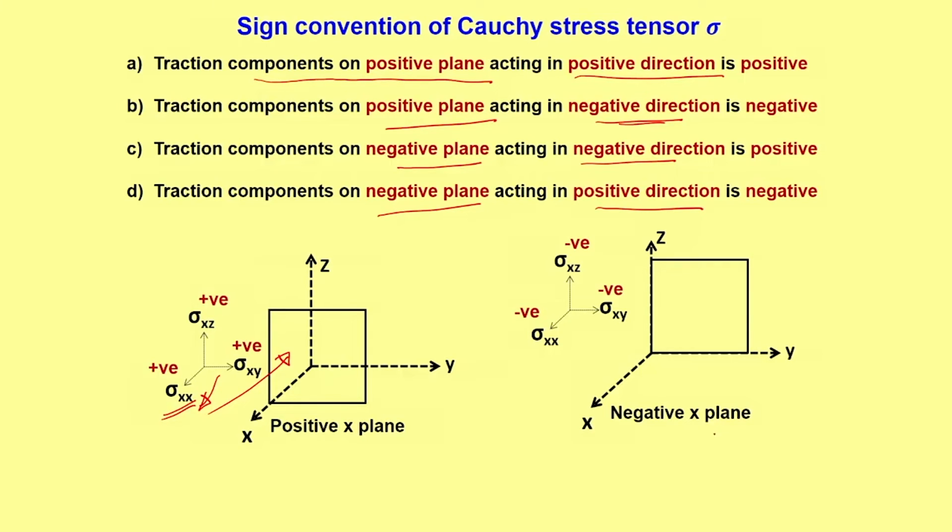Now, consider the case of the negative x plane. If you consider sigma xy, this is a negative x plane, whereas this is acting in the positive y direction. So, negative plane, positive y direction, so it is negative. Similarly, all the stress component signs can be assigned. So, this is the sign convention of Cauchy stress tensor.